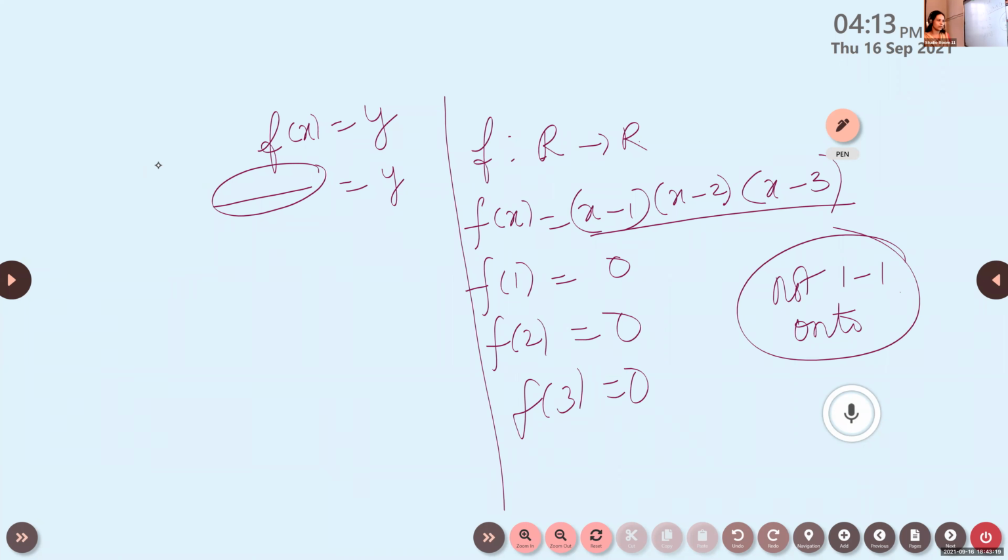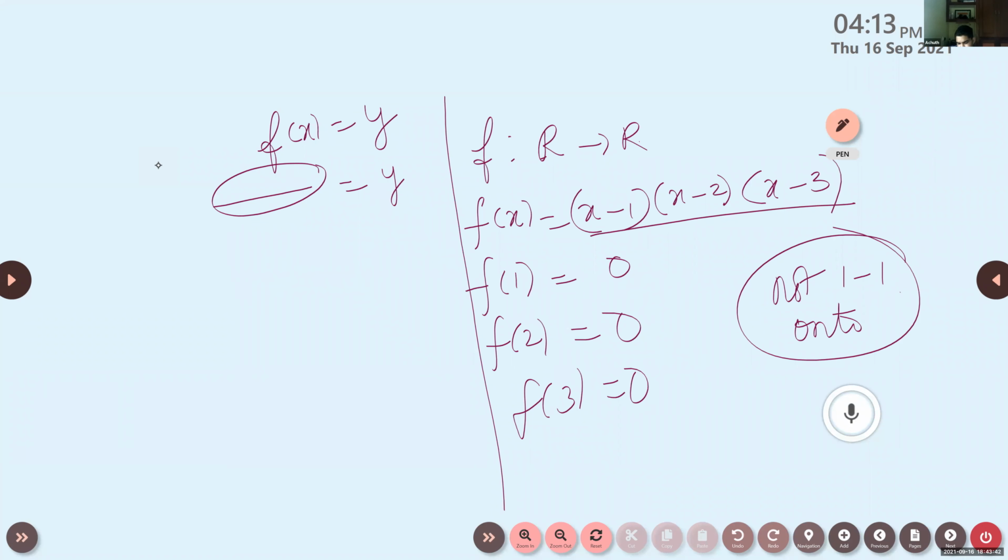Just check the values, because here it is real. Accordingly, cube root will exist for all real numbers. Only for the square root do we say it will not exist for negatives. But for cube root, we can take it for positive numbers, for decimals, and for negative numbers also. So it will be onto.